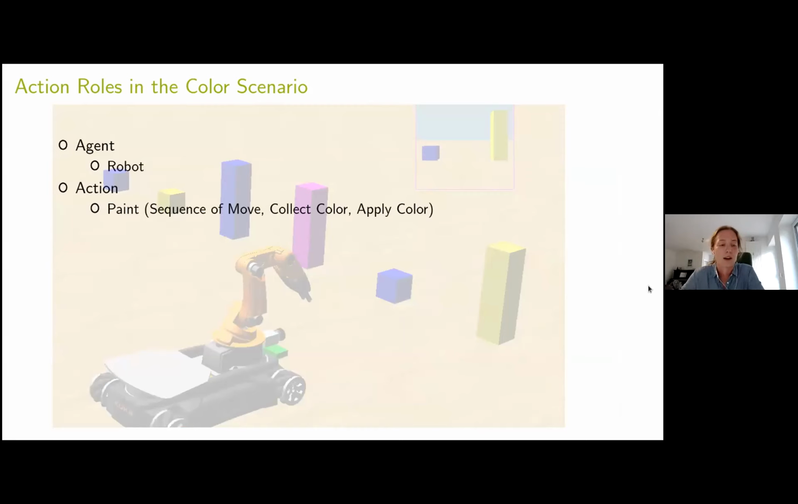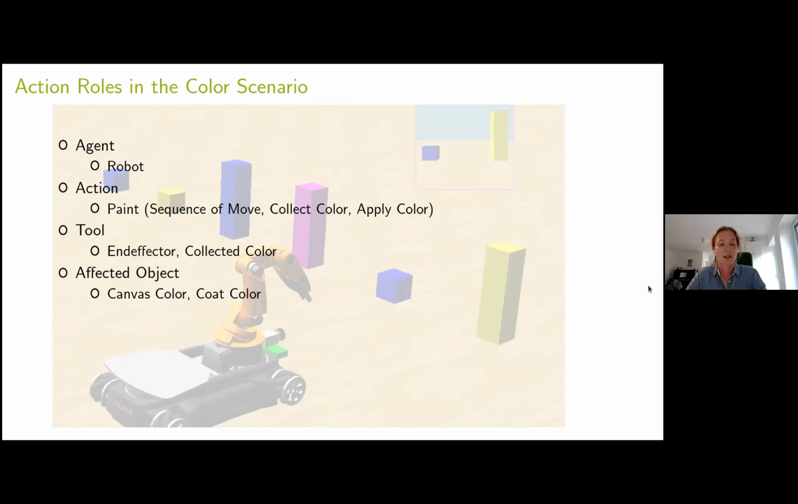And we have the action painting, which is actually the sequence of action of moving around, collecting color, then moving again and applying the color to the canvas object. And as a tool, we then have either the end effector of the robot when it collects the color, or it's the collected color that is now used to change the color of the canvas. And as an affected object, we have, of course, the canvas that then changes its color, but also the color that may be collected by the robot.